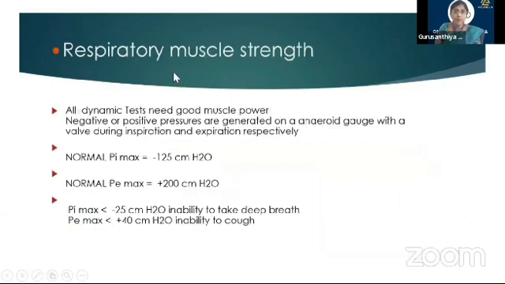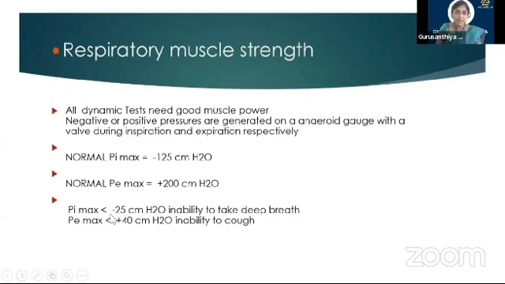Then comes the fourth parameter of dynamic tests, which is respiratory muscle strength. All dynamic tests need good muscle power. Suppose if my muscle power is weak, then I'm going to inspire like this. If my muscle power is good, then I'm going to inspire like this. The negative pressure or positive pressure generated during inspiration and expiration respectively is measured using an aneroid gauge meter. The normal peak inspiratory pressure is minus 125 centimeters and the expiratory pressure is somewhere around 200 centimeters.